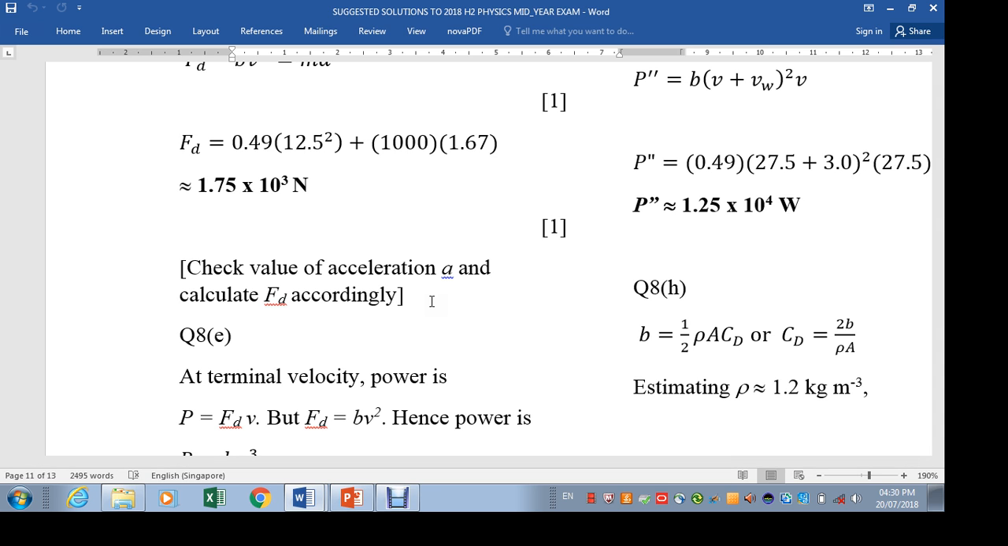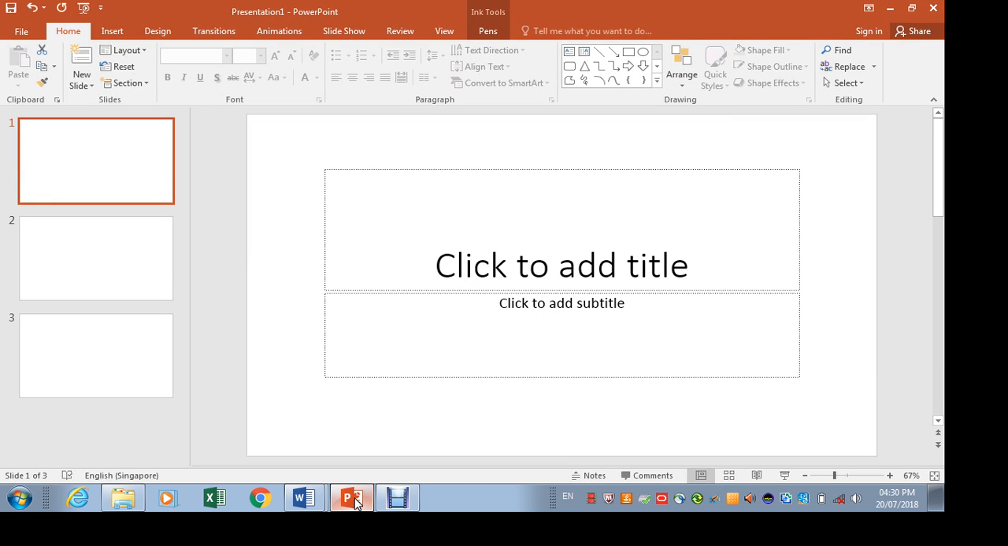Okay, next question, part E. Calculate the power of the car to overcome the drag when it's traveling at its terminal velocity. So you must find out what the terminal velocity is. It is at 27.5 meters per second, right? And the value of B is 0.49. So again, we can look at the diagram.